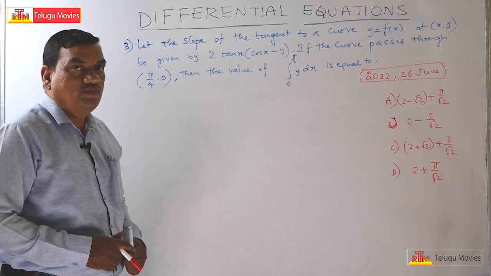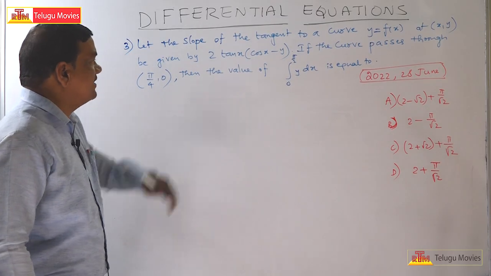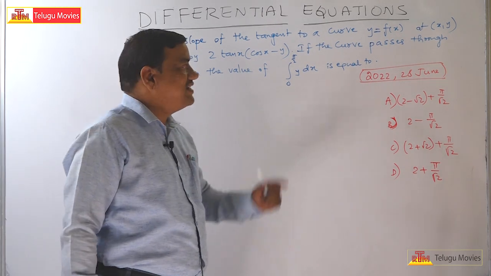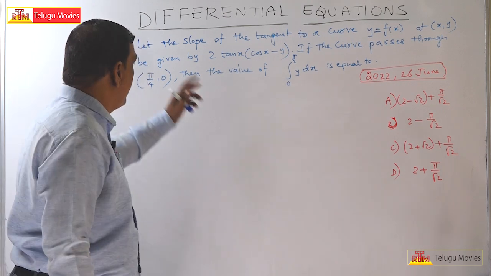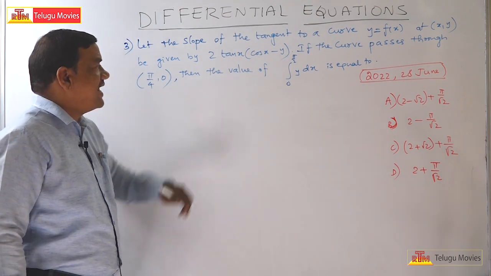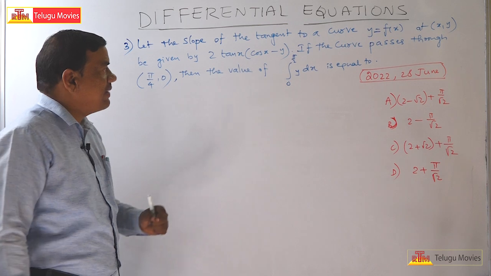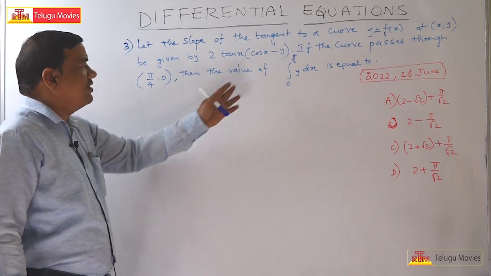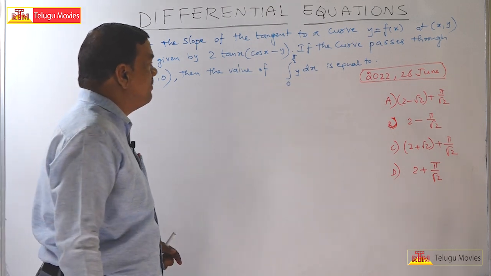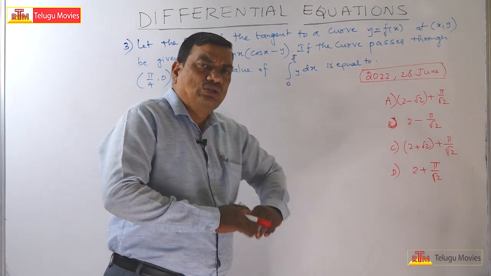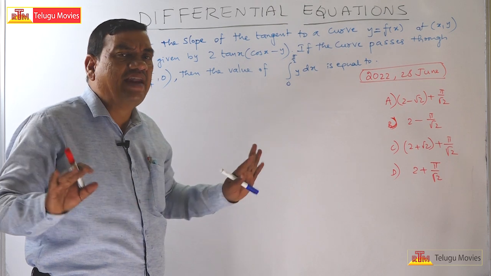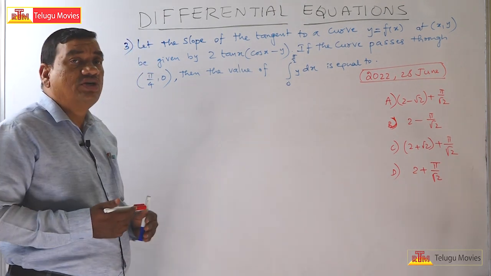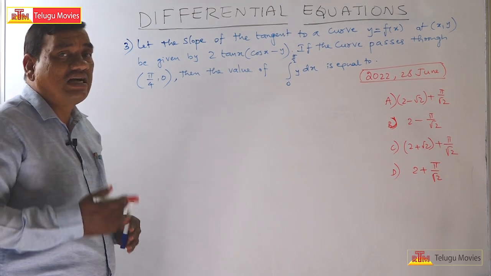Welcome to the third problem. Here the third problem is: let the slope of the tangent to the curve y is equal to f of x at x comma y be given by 2 tan x into cos x minus y. If the curve passes through pi by 4 comma 0, then the value of the integral from 0 to pi by 2 of y dx is equal to. So, the problem is a very, very direct problem. Nothing difficult, no difficult terms or concepts are there.